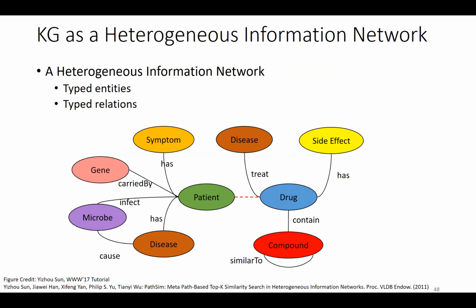Another representation is to treat a knowledge graph as a heterogeneous information network. Different from multi-relational graphs, a heterogeneous information network also treats entities differently with different types. When only considering node embedding, heterogeneous information networks may not have much advantage compared to a multi-relational graph. However, when considering higher order relations, it's much more useful.